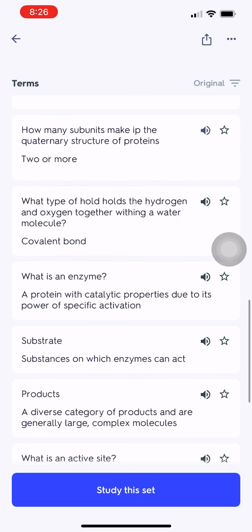How many subunits make up the quaternary structure of proteins? 2 or more. What type of bond holds the hydrogen and oxygen together within a water molecule? Covalent bond.